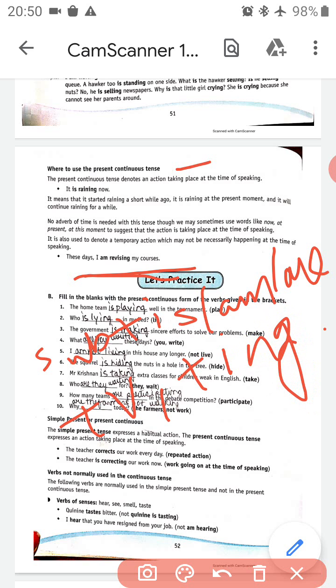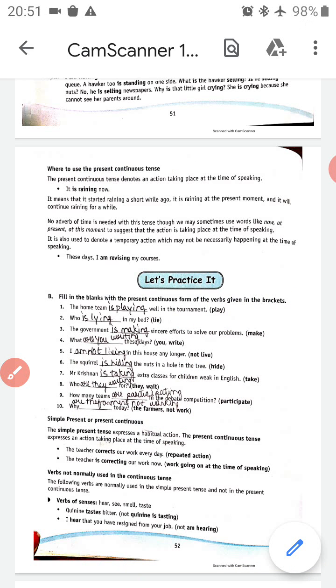Like this example, it is raining now. Here, it is our subject. From is, am, are, I have chosen is. Rain was the verb first form. In rain I have added ing, so it became raining. Then comes our object, now. So this is the formula of present continuous tense.